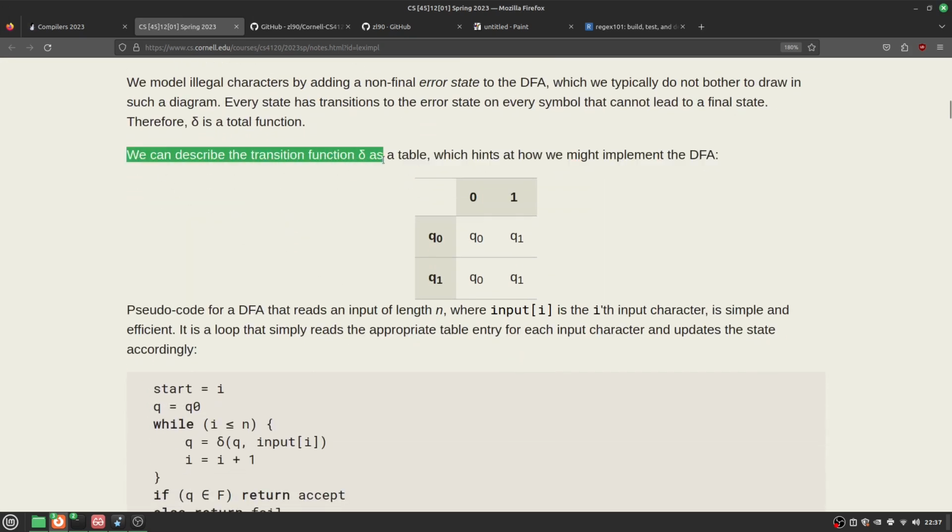We can describe the transition function delta as a table, which hints at how we might implement the DFA. If the token read is 0, and we're currently at state q sub 0, then we stay in state q sub 0. If the token is 0 and we are at q sub 1, we go back to q sub 0. If the input is 1, we always go to q sub 1.